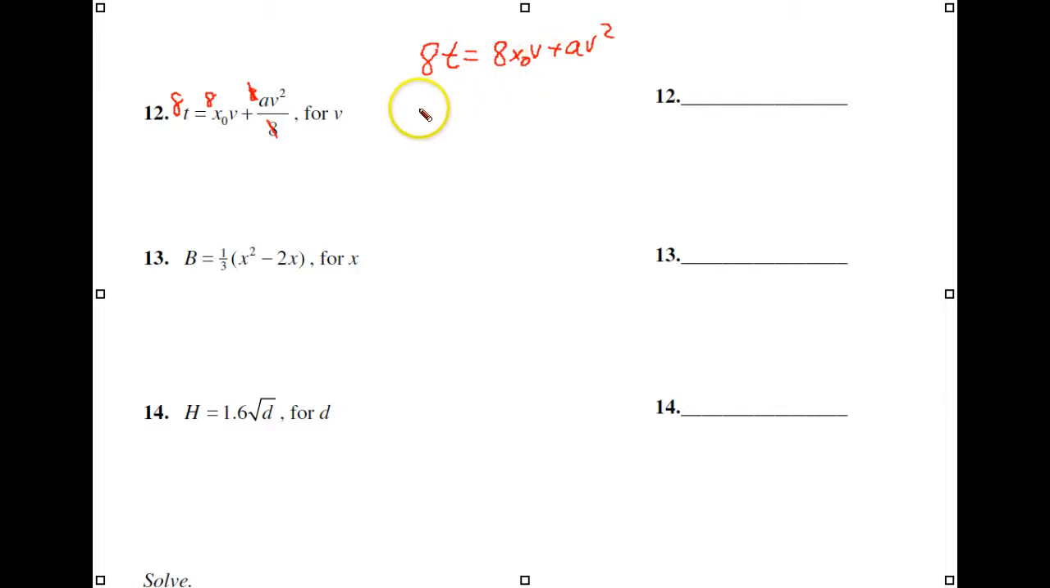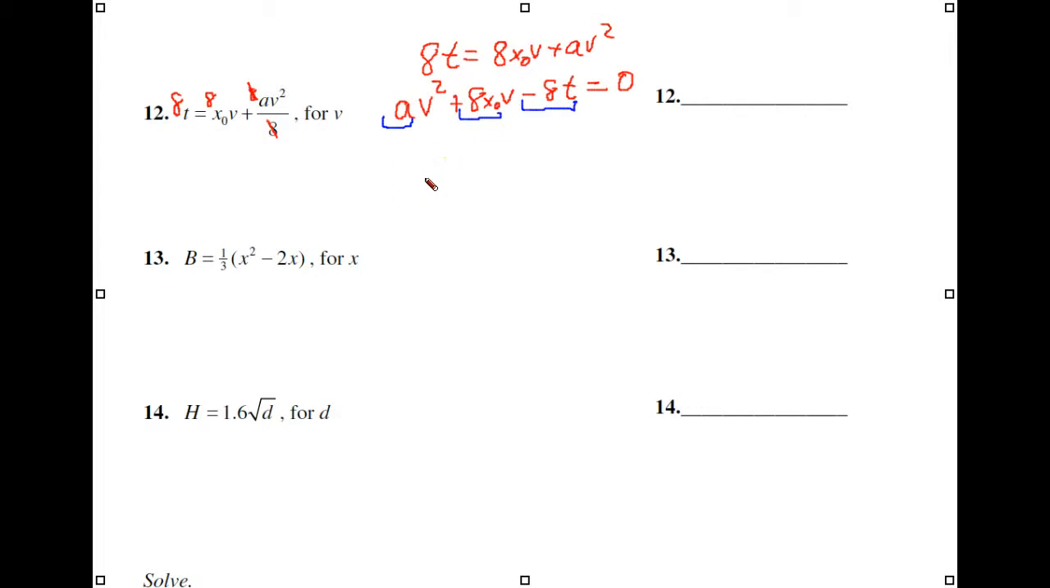And I'm going to put that in standard form now. So that's going to be a v squared, this term, plus my other v term, which is plus 8 x sub 0 v. Transpose this, and this gives me a negative 8t. All of that equals 0. So now we can identify our a term, which happens to be a, our b term, which happens to be 8x sub 0, and then our c term, which is a negative 8t.